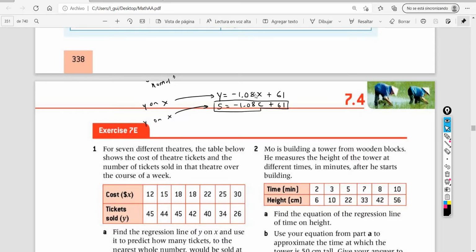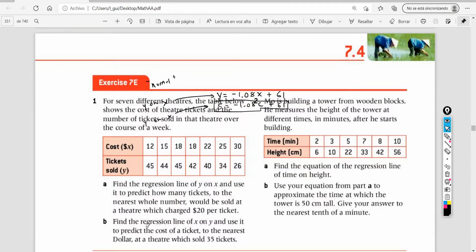Nevertheless, this is not going to work when we are in the context of bivariate data. This is not how that works. You cannot predict this variable by having an input in here using this equation. You cannot do that. Okay, what do we have to do? We have to do the reverse process.